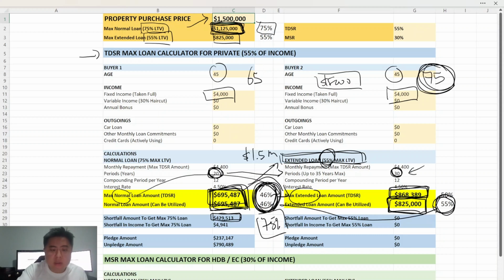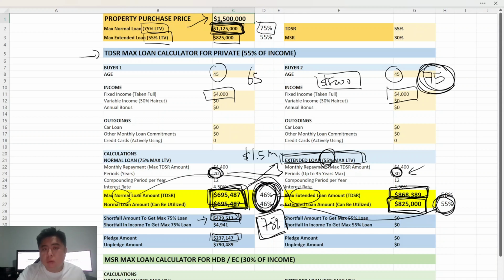So in order for us to get this 429,000 additional loan based on pledging, that means the 4-year fixed deposit, if you can put 237,000 funds into the bank as a fixed deposit for 4 years, the bank will be happy to give you this additional 429,000, and in this way you'll be able to hit your 75% loan. So this is based on pledging.